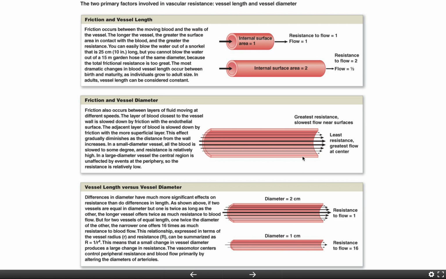Vessel length also increases the resistance. So a longer blood vessel is going to have more resistance than a shorter blood vessel, but it's not nearly as much effect as the vessel diameter. That's the main thing.